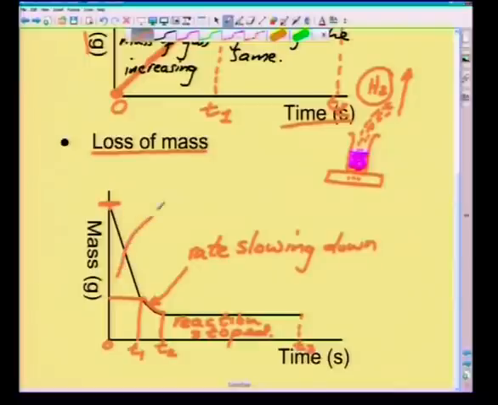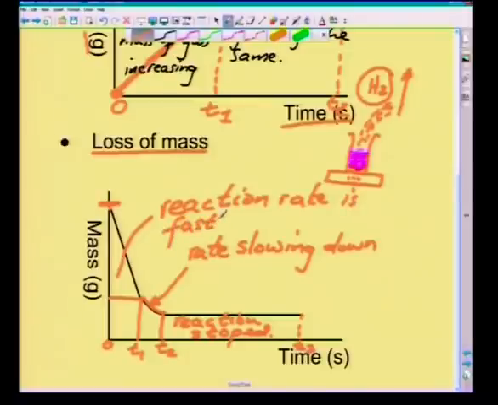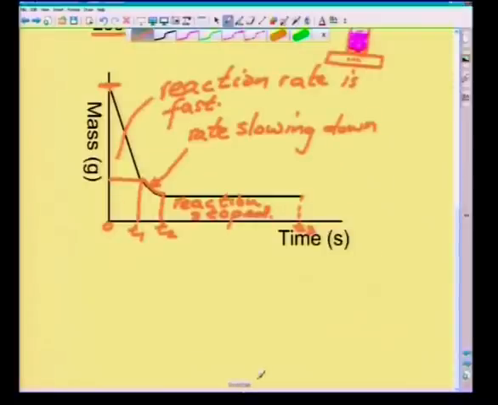And now, here, what can we say about it? Reaction rate is quite fast there. We're losing more of the mass than between T1 and T2. Okay, so that's what is happening. Right, so those are some of the graphs that we can use to represent reaction rates.